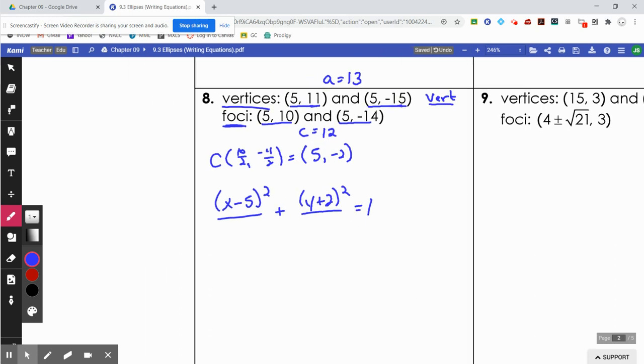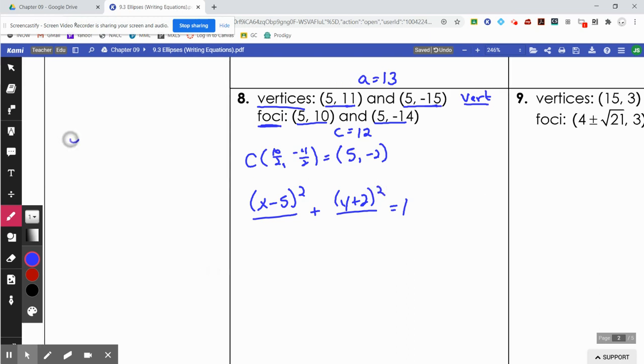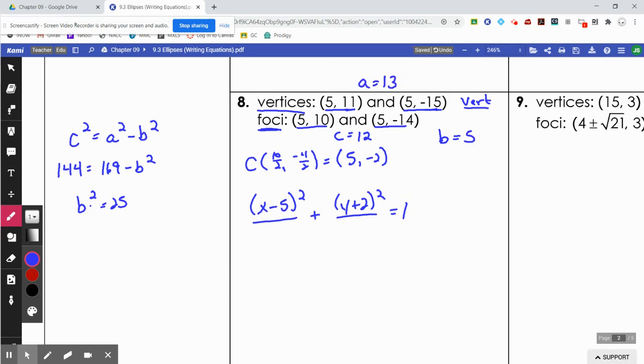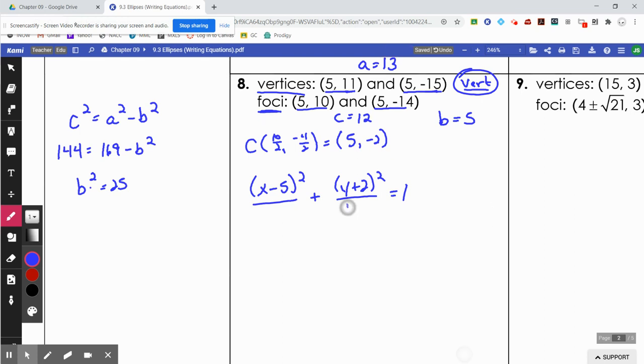So now we need a b value. Here's how you find it. c² is a² minus b². Your c² here is 12 times 12, which is 144. Your a² is 13 times 13, which is 169. When you solve this, it gives you b² is 25. So b must be 5. This is a vertical ellipse. The larger number goes under the y. So therefore, your a² goes under y. Your b² goes under x.